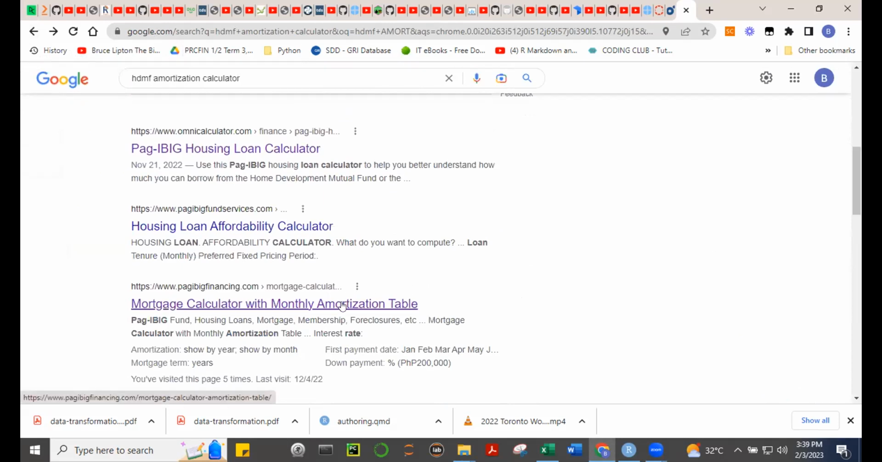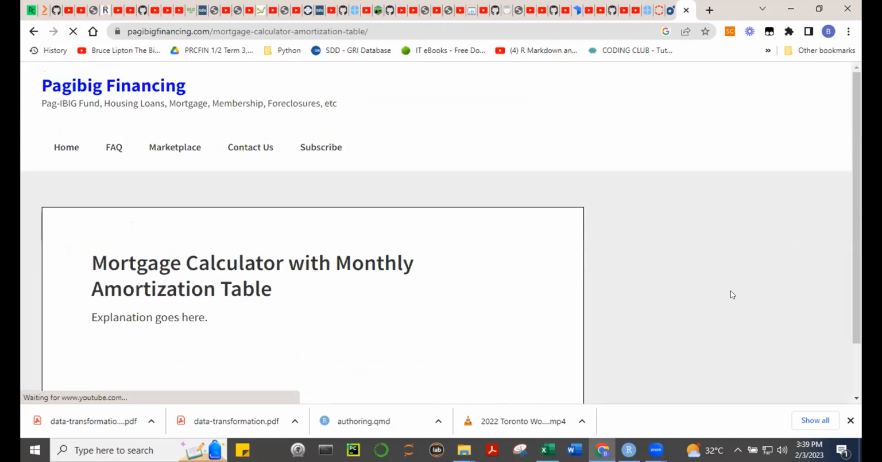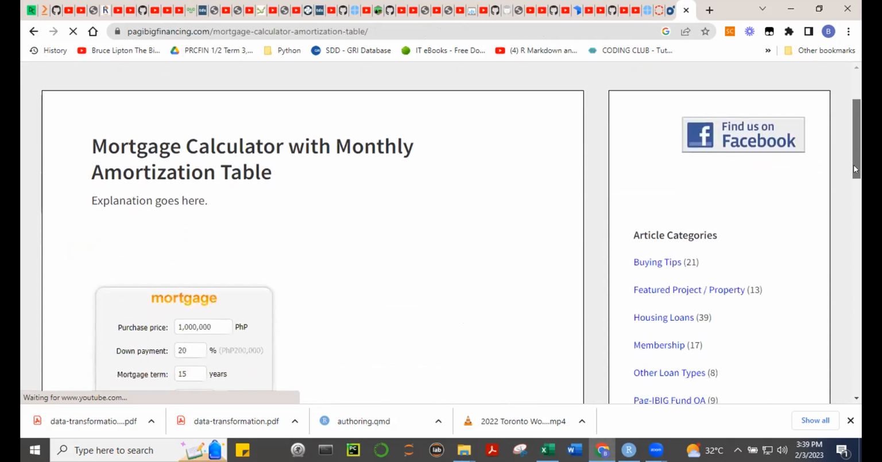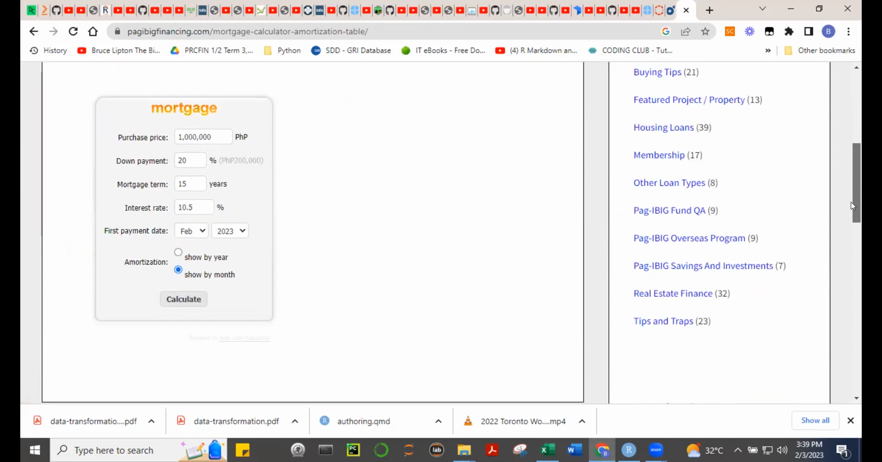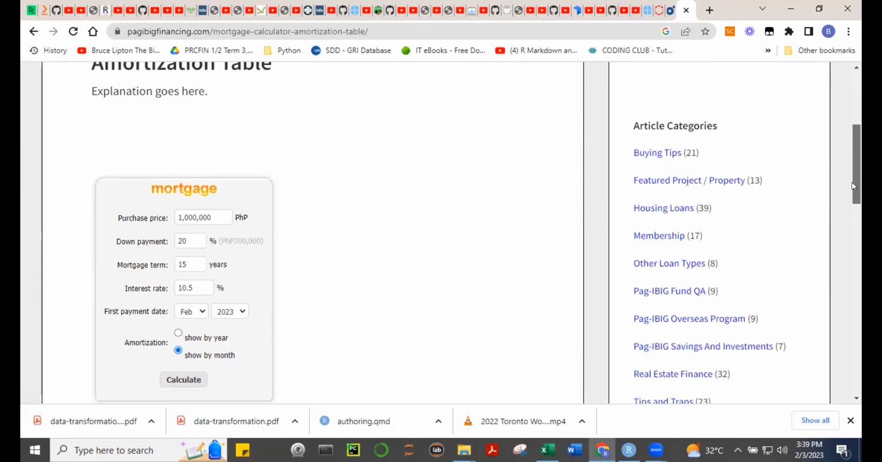Okay, mortgage calculator. Let's see. Okay, this one. Mortgage calculator with monthly amortization. Okay. Anyway, let's use this, but this is not good because the other one has a plot that we can use.